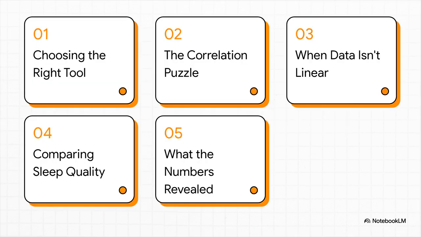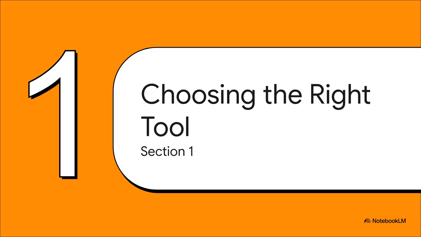So here's our game plan. First, we'll talk about why choosing the right tool is so important. Then, we'll get into a really interesting correlation puzzle. We'll see what happens when your data doesn't follow a straight line, look at a different kind of comparison, and finally, we'll pull back the curtain on what the numbers really had to say. All right, let's jump in.